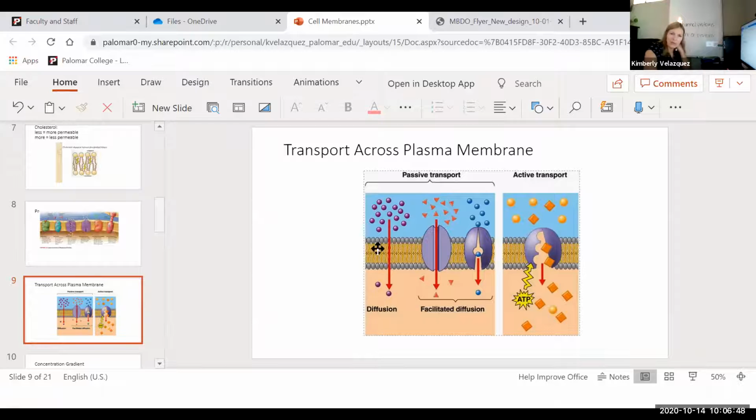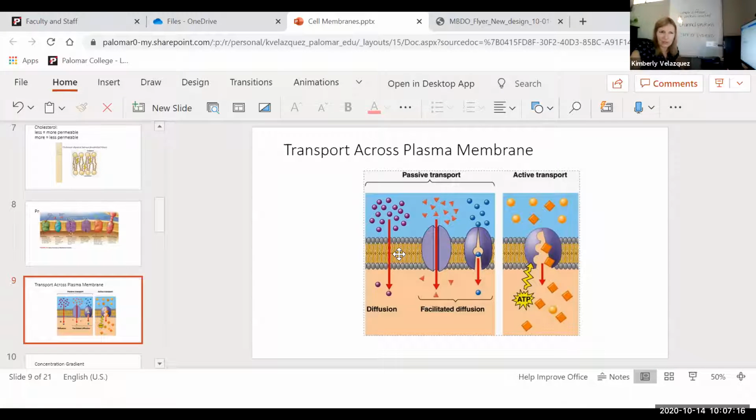If it's just moving across the phospholipid bilayer with no proteins involved, that's called simple diffusion. So simple diffusion does not involve proteins. It's just going across the phospholipid bilayer.